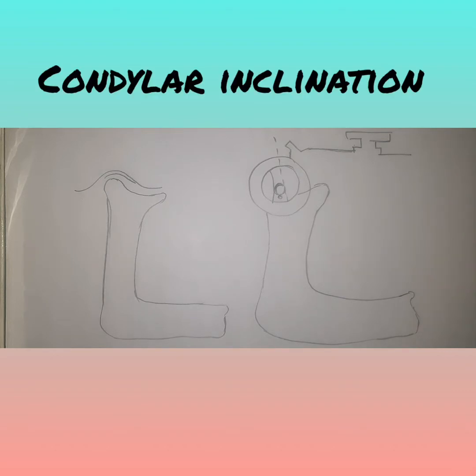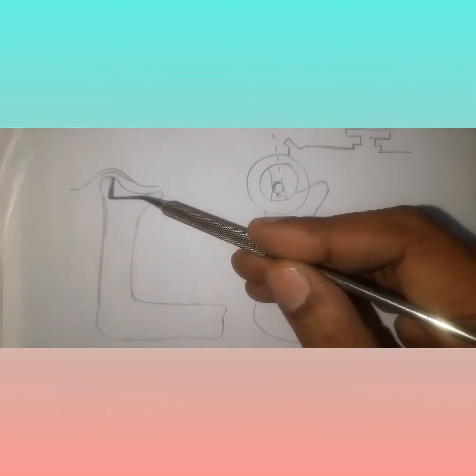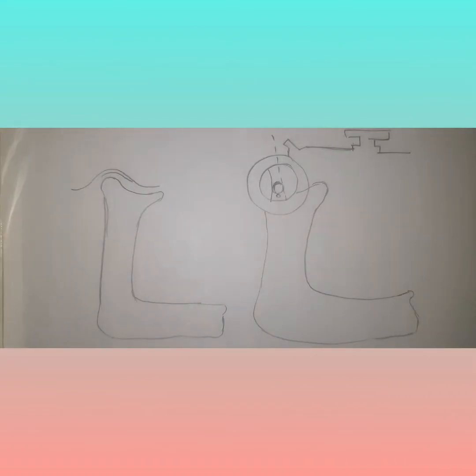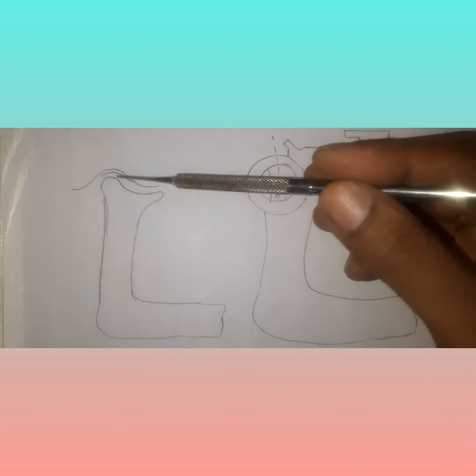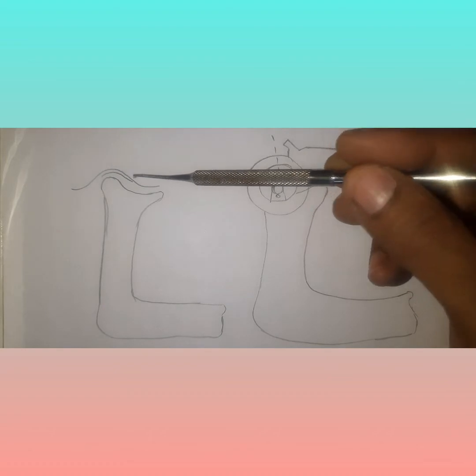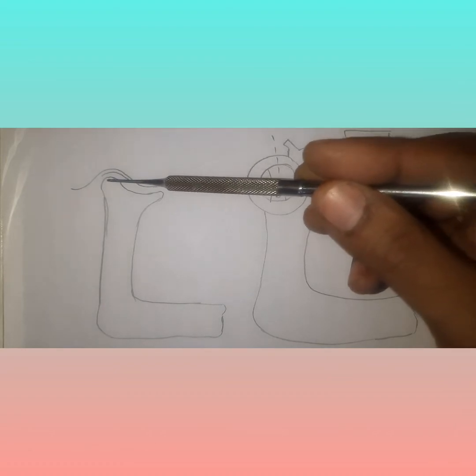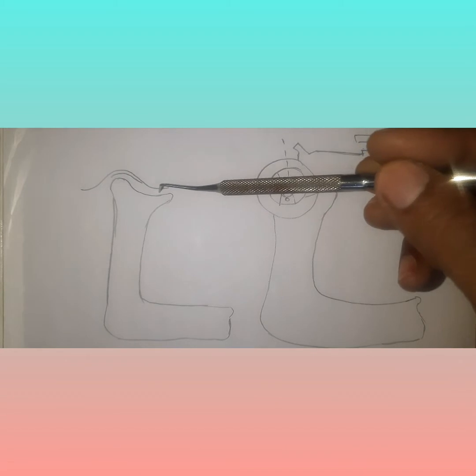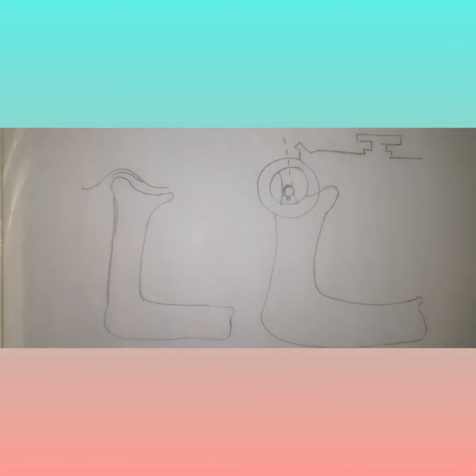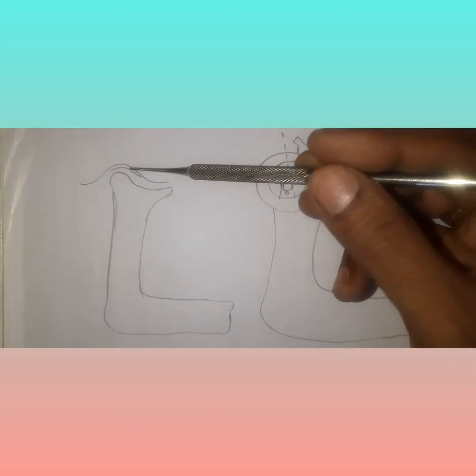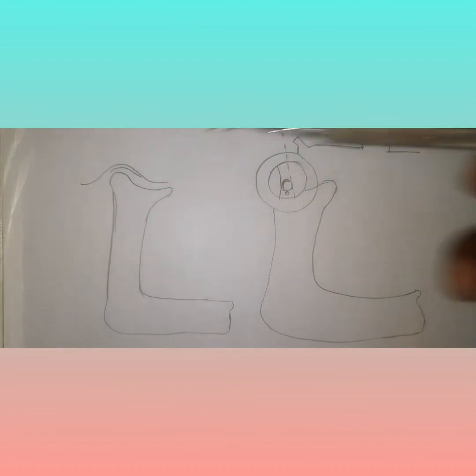One is the condylar inclination. Now, if we see condylar inclination, this is the only factor which is given by the patient. So you see, these are the condyles, and this is how the condyles move along the surface of the glenoid fossa. So it is the only factor which is given by the patient. The inclination of the condylar path, and the movement along this path is known as the condylar path, is determined by the protrusive record.